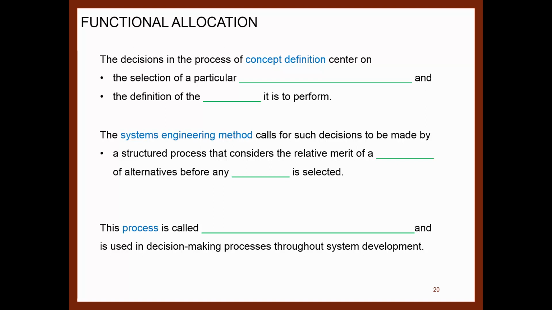The decisions in the process of concept definition center on the selection of a particular system configuration or concept and the definition of the functions it is to perform. The systems engineering method calls for such decisions to be made by a structured process that considers the relative merit of a number of alternatives before any one is selected. This process is called trade-off studies or trade-off analysis and is used in decision-making processes throughout the system development.